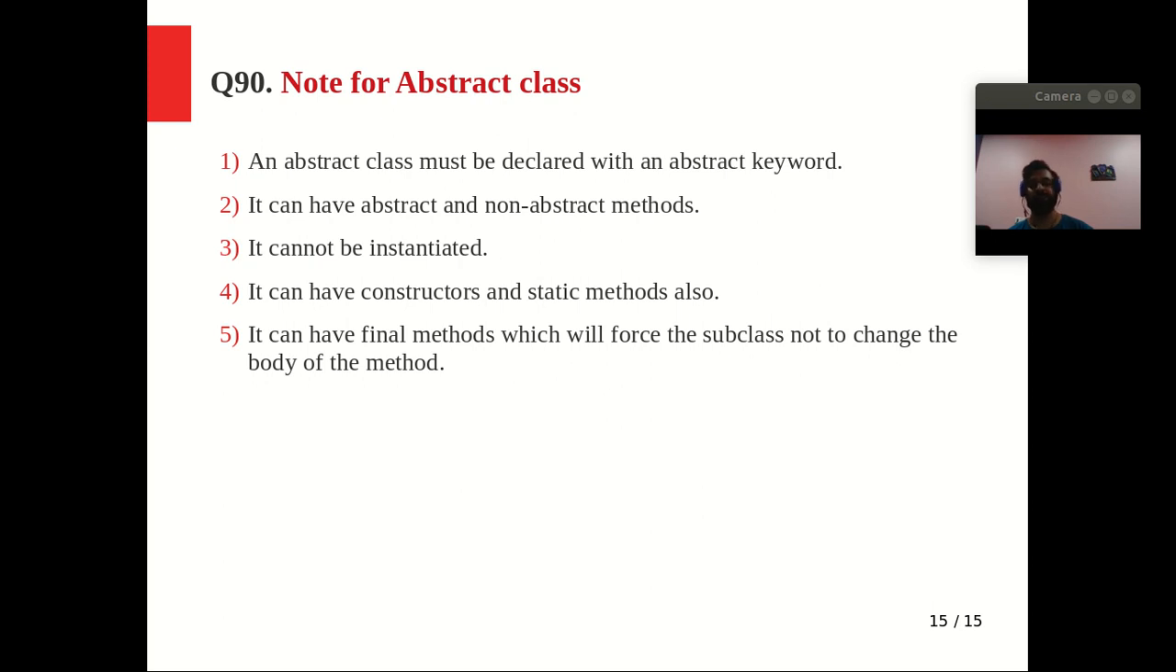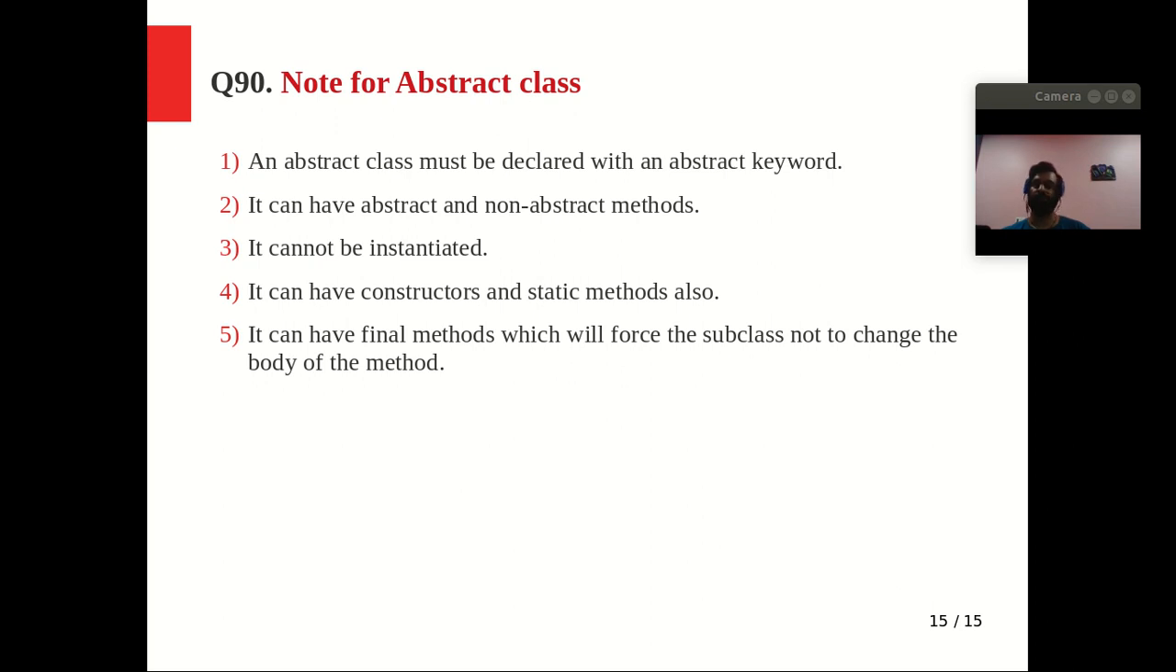As I have told you, it can have a constructor, and the constructor is called when the subclass object is created. At that time the constructor of the abstract class is also called. It is used to initialize the instance variables of the abstract class. Constructors are basically for that reason only, to initialize the instance variables of a class. The fifth point is that it can have a final method, which will force the subclass not to change the body of the method.